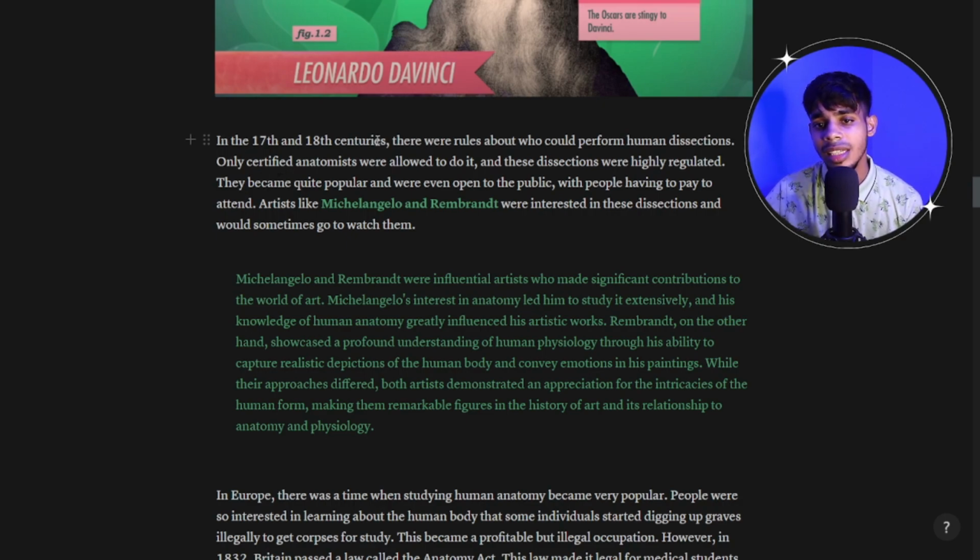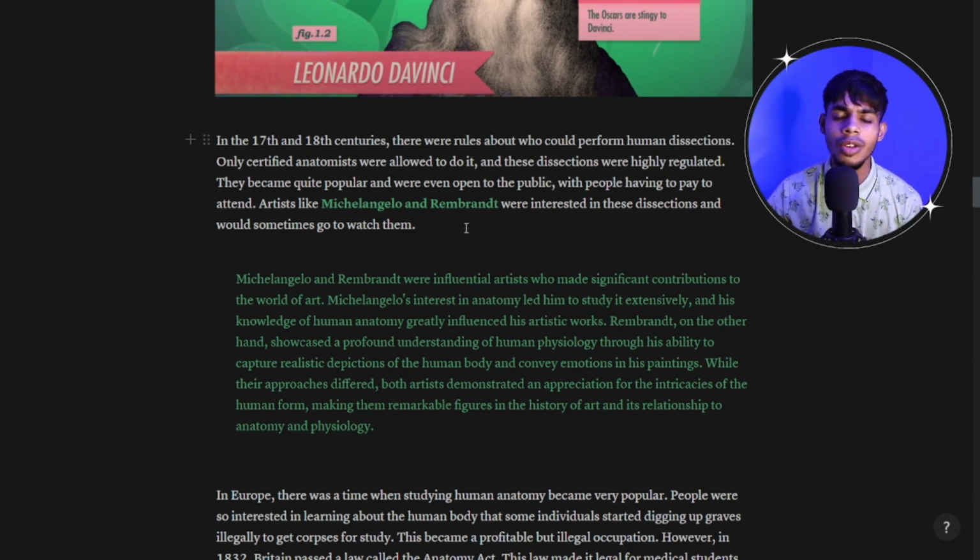So in the 17th and 18th century, there were rules about who could perform human dissections, like I said, and only certified anatomists were allowed to do it, right? So even if you wanted to dissect a human body, you had to be a certified anatomist. These dissections were highly regulated, done under surveillance and following a lot of guidelines. And eventually they became quite popular and were even open to the public, with people having to pay to attend.